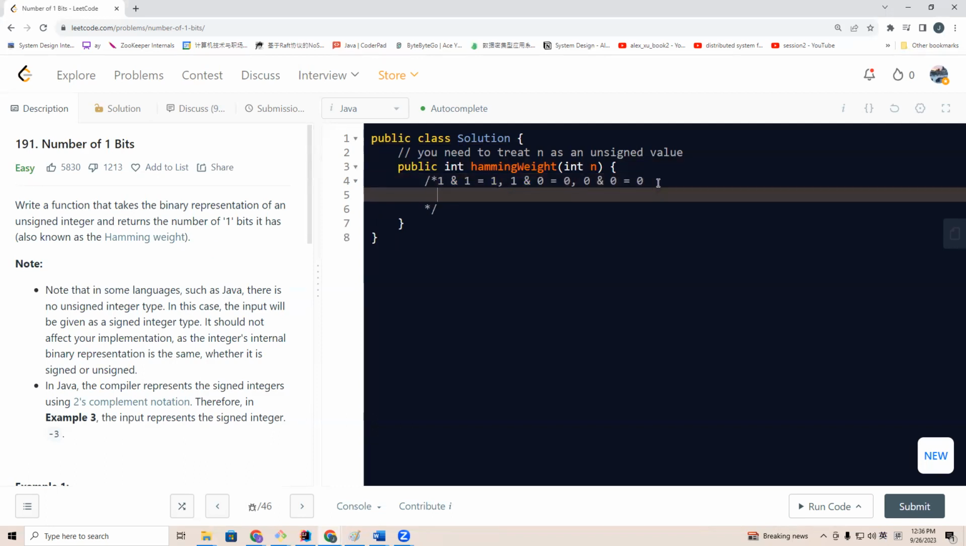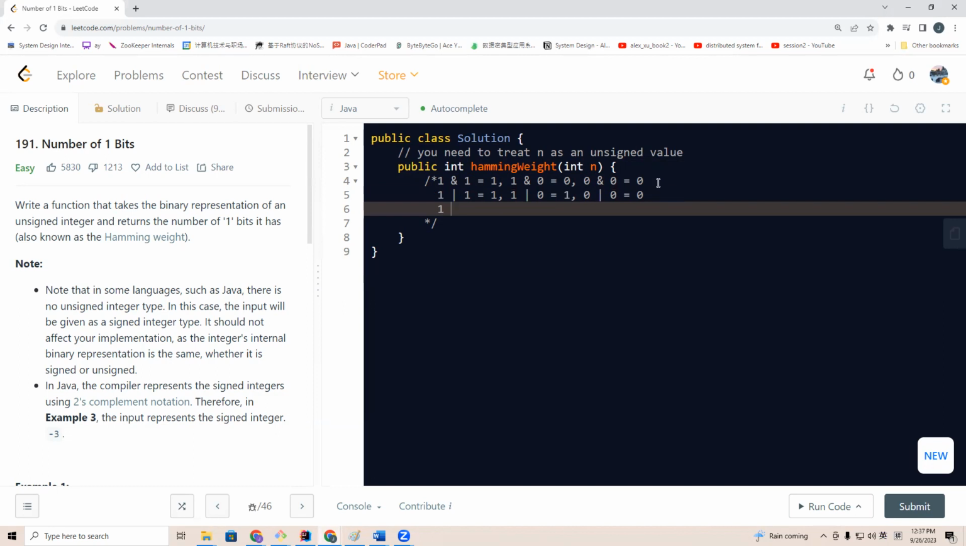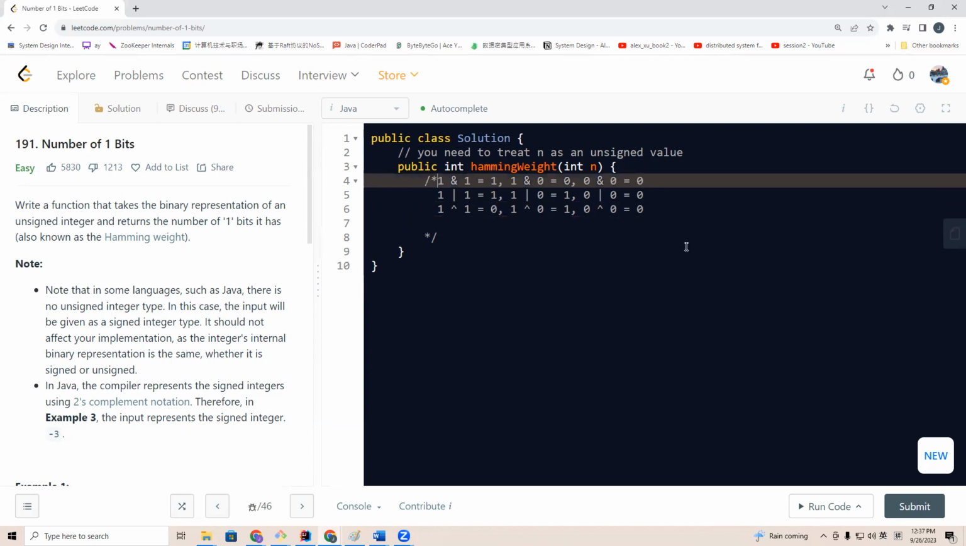Also, 1 OR 1 equals 1. 1 OR 0 equals 1. 0 OR 0 equals 0. And 1 XOR 1 equals 0. 1 XOR 0 equals 1. And 0 XOR 0 equals 0. So these are the basic manipulations, and this is the first thing we want to review.